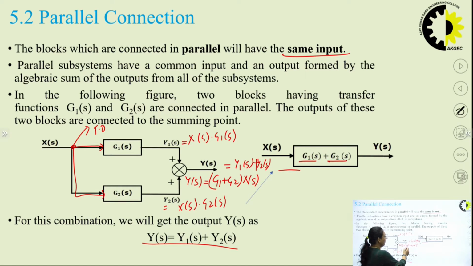So n number of blocks can be connected in parallel, and we can represent them with a single block with their gains added to each other, right?